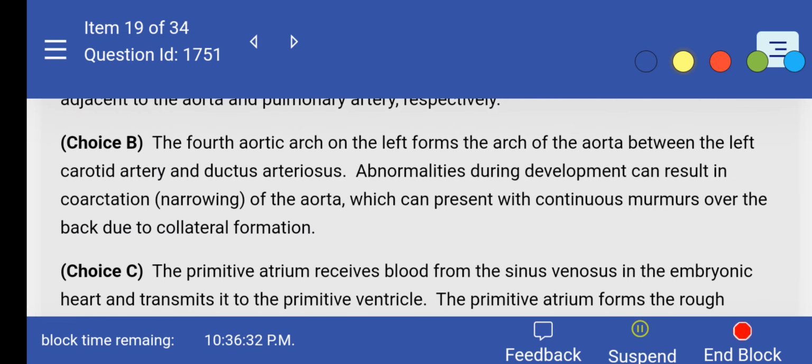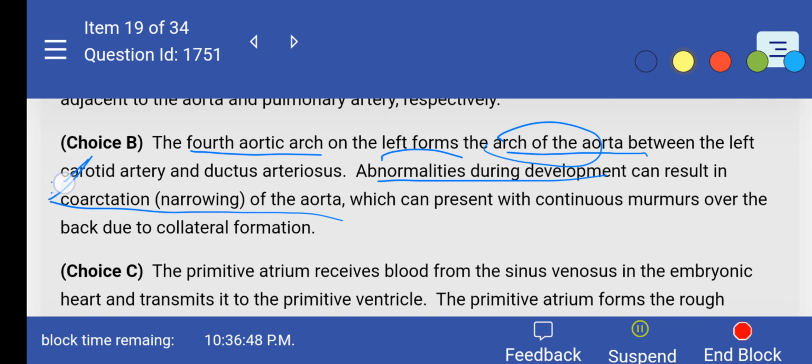Good. The fourth aortic arch on the left would form the arch of the aorta, right, between the left carotid and the ductus arteriosus. Abnormalities during development can result in coarctation, narrowing of the aorta. As I was mentioning, they have given this MCQ, we would talk about this.